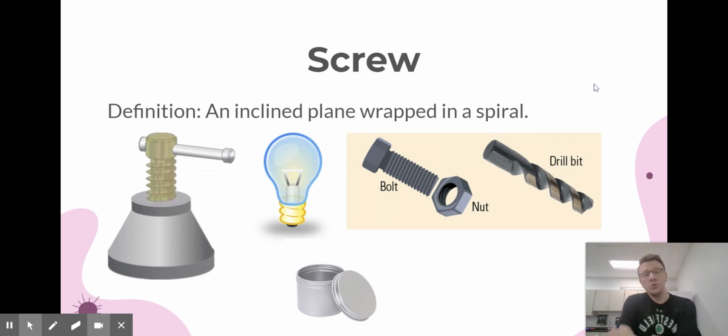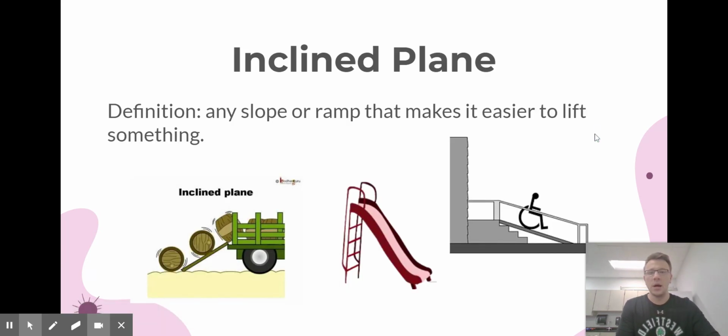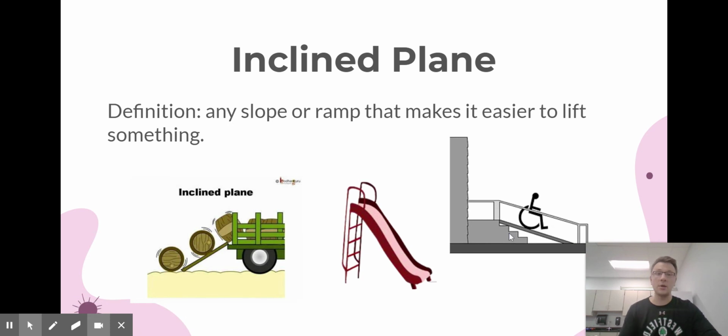And then screws are technically an inclined plane that are wrapped around, right? So some object. So when you look at like the top of a can or bolts and a nut, drill bits, these are just inclined planes that are wrapped around in a spiral. And then an inclined plane would be what you would think. It's like a ramp. Okay, so the ramp off the end of the truck here, a slide, the handicap ramps. Okay, these are all inclined planes.